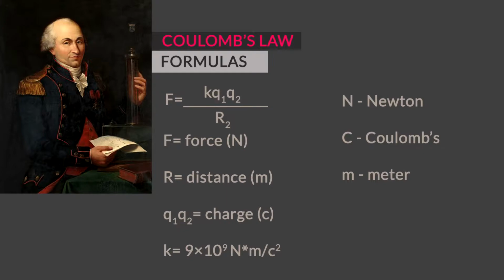F is equal to force, in N, which is equivalent to Newton. The distance is r, in m, which is equivalent to meter. Q1 and Q2 are the charges, in coulombs. The constant k is equal to 9 times 10 raised to 9 N times m squared over C squared.